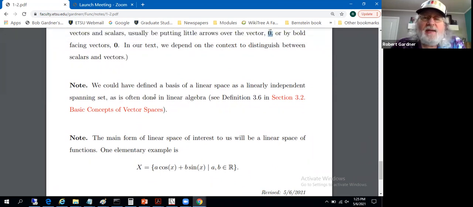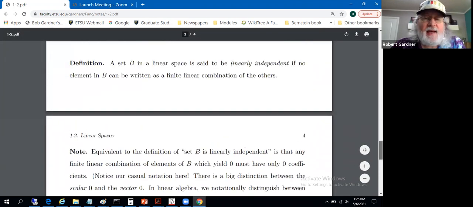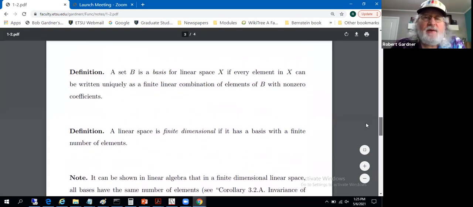We defined a basis. Just look back at that. I couldn't make this statement until I had some of the other definitions out here. We defined a basis in terms of every vector can be written uniquely as a linear combination.